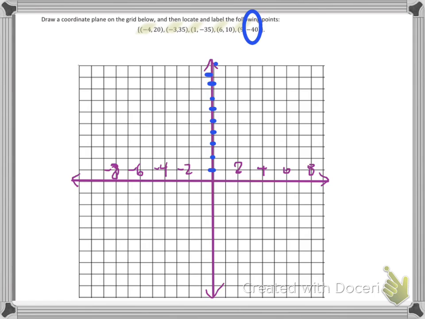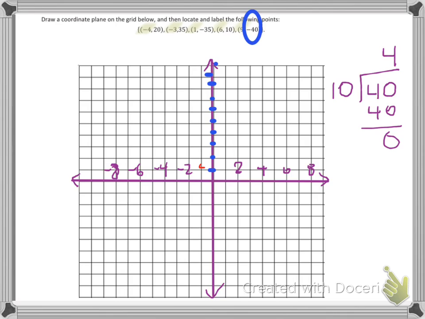So what I'm going to do is take the biggest number of my y value, which is 40, and divide it by the number of spaces that I have, which in this case is 10. Well, 40 divided by 10 is 4. 4 times 10 is 40, and I have nothing left over. So I know that every one of my lines here is going to be worth 4 units.